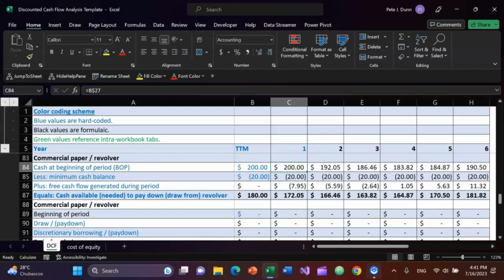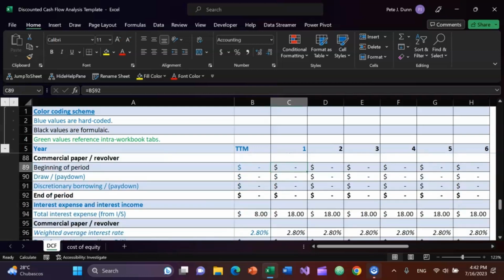For commercial paper / revolver, I look at the cash at the beginning of period on the balance sheet, less a minimum cash balance. I assume that's 20, so I straight line that. Plus free cash flow generated during the period, which is everything on the cash flow statement except for the net change in cash itself. And that gets me to a revolver needs analysis. Do I need cash, or do I have cash to pay down the revolver, or do I need to withdraw from the revolver?